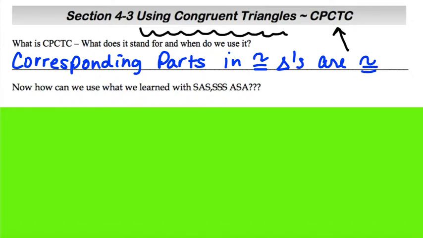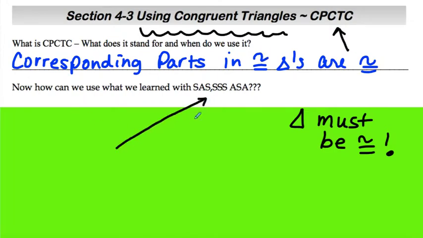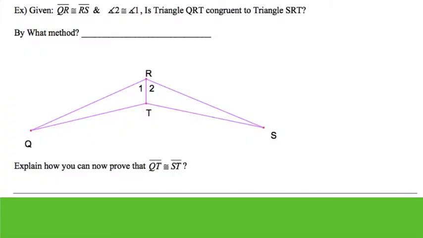Now, in order to use CPCTC, the triangles must be congruent. So you have to prove that the triangles are congruent first, and then you're going to be able to do other things with CPCTC. So we're going to use what we know by proving triangles congruent using SAS, SSS, and ASA, and do other things. Okay, so here's a quick example.